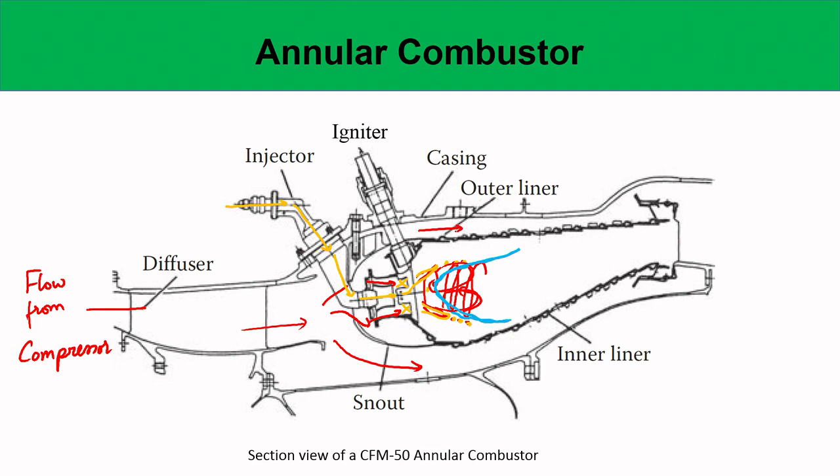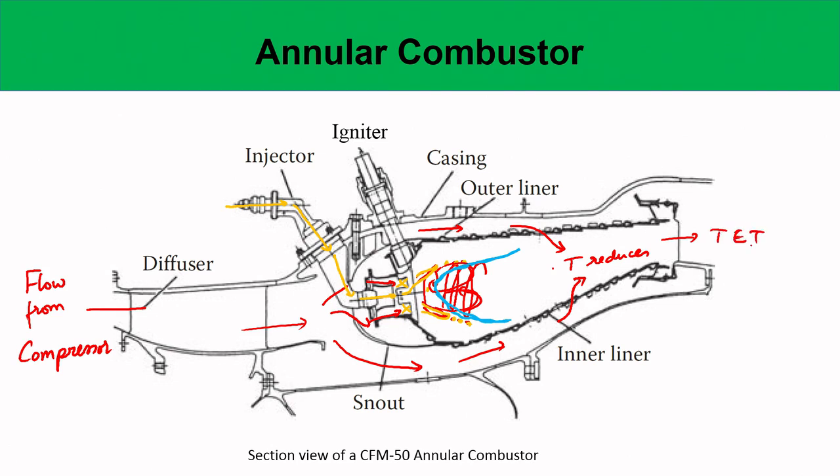And there is also this air which is coming from here. This flame is at a very high temperature, which we do not want, as you remember. So this air comes in later through these cooling holes, and it reduces the temperature, so that at this exit your temperature is the turbine entry temperature.